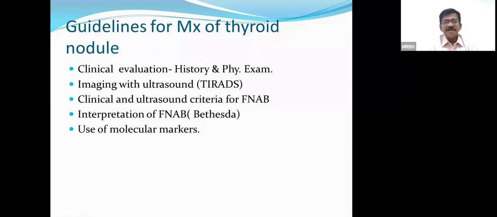As I said, the first part is clinical evaluation with a good history and physical examination. Then imaging with ultrasound, and this ultrasound is reported in the TIRADS pattern. After clinical and ultrasound criteria, we decide about the necessity for fine needle aspiration biopsy. Interpretation of fine needle aspiration biopsy is done based on the Bethesda system. And the recent addition is molecular markers in this FNAB specimen.